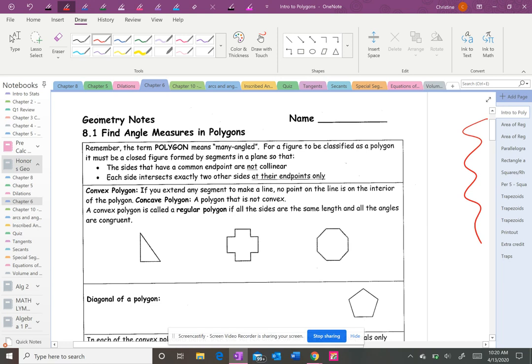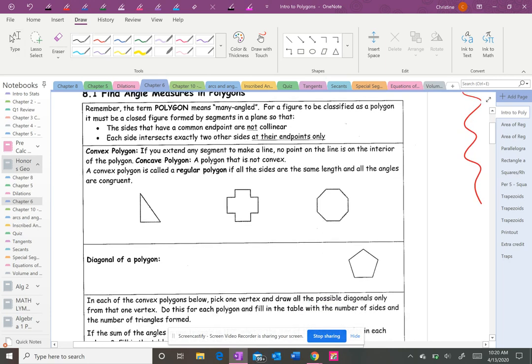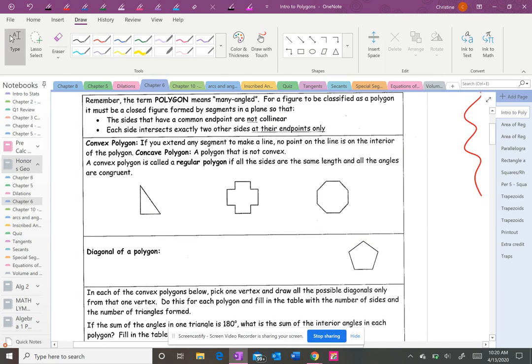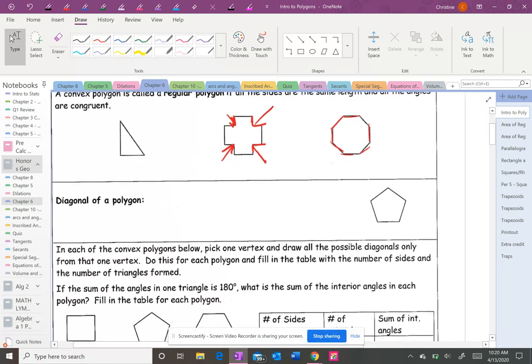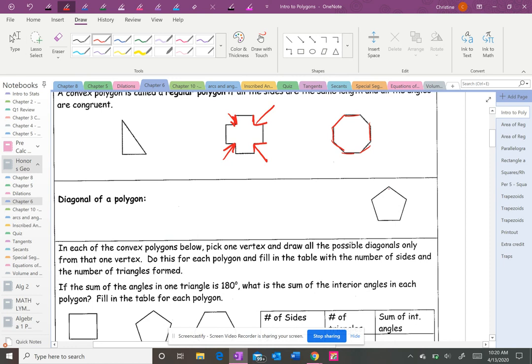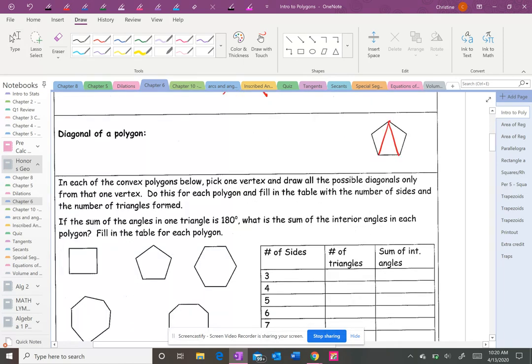So let's talk very quickly about a convex versus a concave polygon. A convex polygon does not cave in. You can remember concave, or we might talk about concavity, because it caves into itself. So all of these are showing concavity. This is convex, and there it is. The diagonal of a polygon is a line segment that starts at one vertex and goes to another one. Okay?